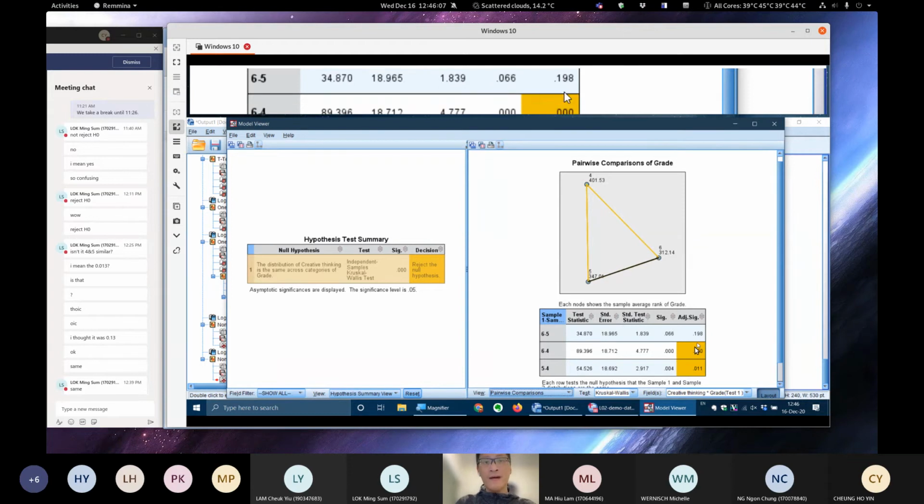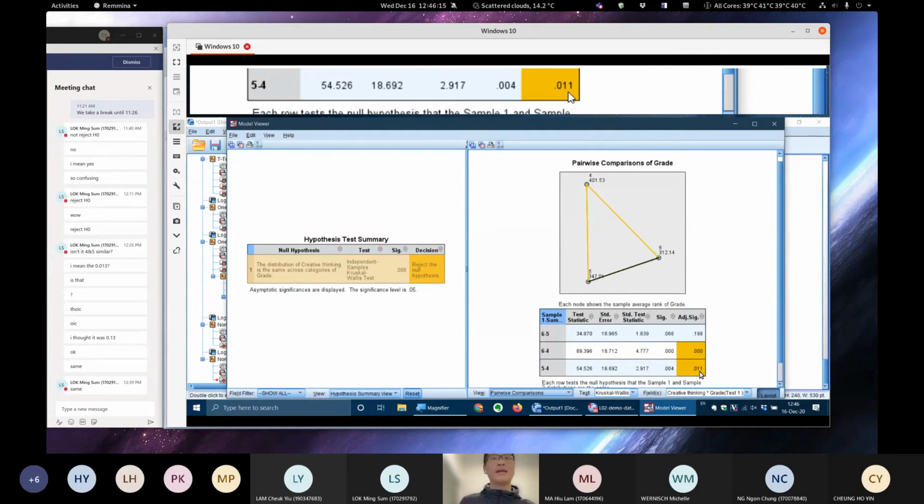Grades 4 and 6, p-value very small. Grades 4 and 5, p-value is also very small. So in both of these cases, we reject the null hypothesis. Or in other words, grade 4 is different from grade 5, and grade 4 is also different from grade 6. But 5 and 6 are the same. Now, this conclusion, again, is the same as what we got in ANOVA, but this time, we are doing it in the non-parametric test. Okay, so that is how you do the non-parametric test and the post-hoc test.